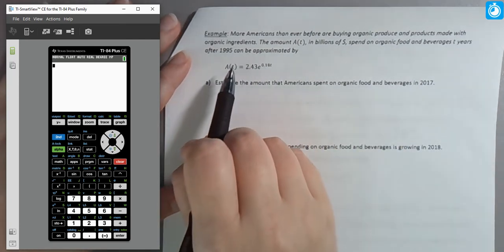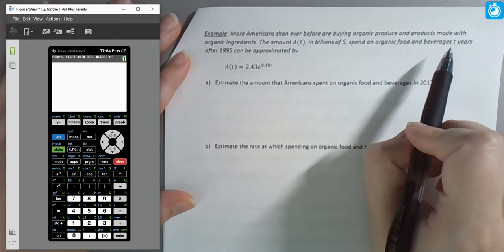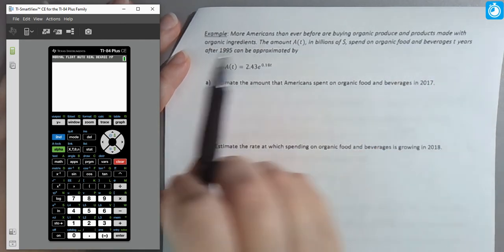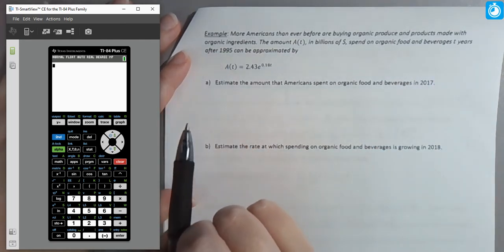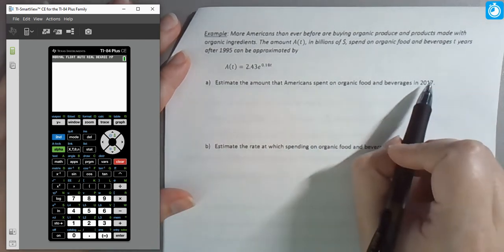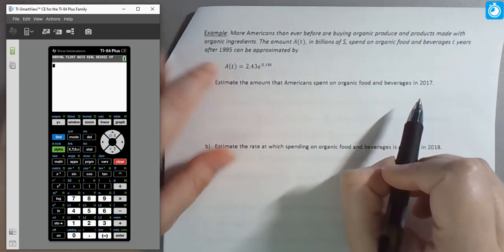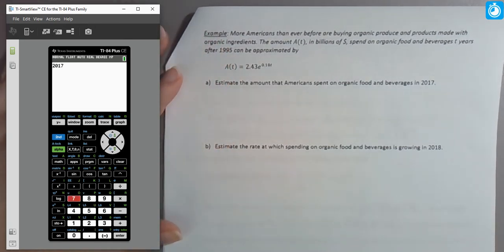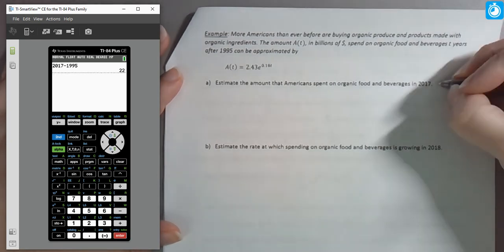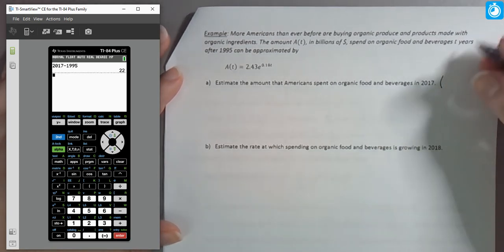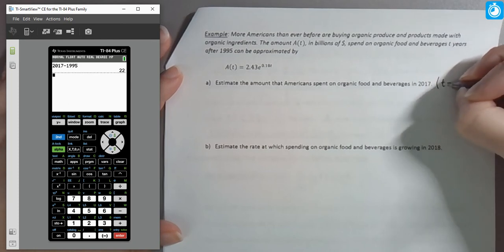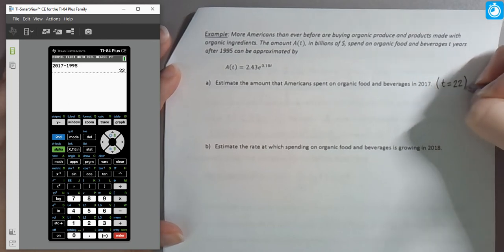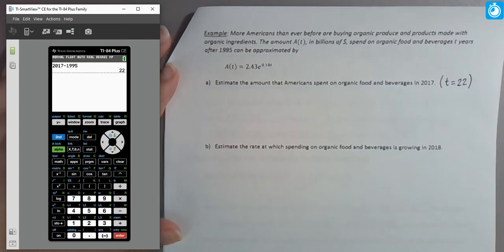T is not going to be 2017, because how was T defined? T was defined as the number of years after 1995. So 2017 is how many years after 1995? Well, plug it into your calculator. So 2017 minus 1995, that's going to be 22 years. So 2017 is not going to be our input. T equals 22 is going to be our input, because T is the number of years after 1995.